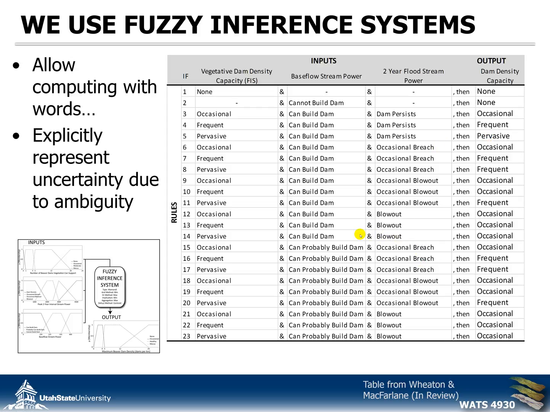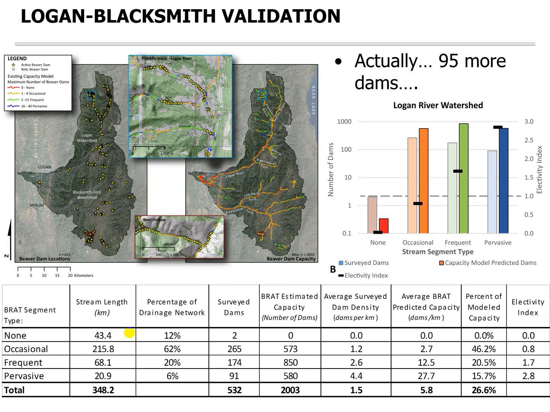Versus I can have a situation where that pervasive vegetation, to support pervasive dam densities, and they can build dams at base flows, but because it almost always blows out, the densities are limited. In this case, it's occasional. And so those are ways that I can combine these different inputs to get an output. And so here's an example of what this model looks like run for the Logan Blacksmith watershed. Again, the blues are the highest densities, the reds are lower. What this is suggesting here, this is a little zoom in showing the yellows are all individual beaver dams.